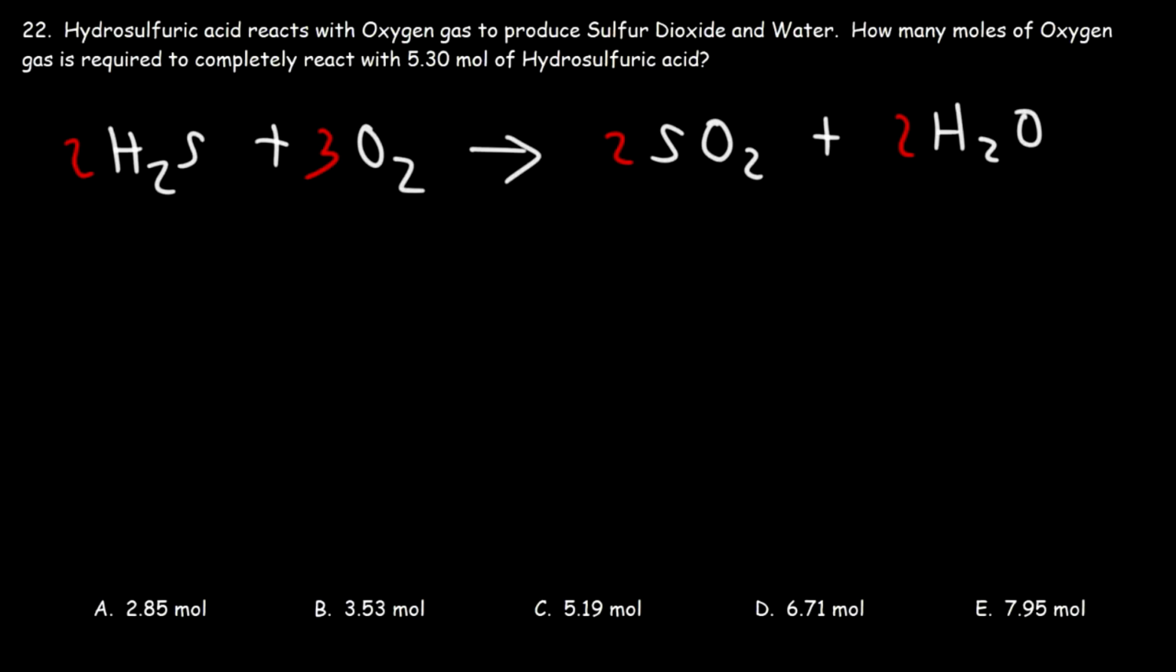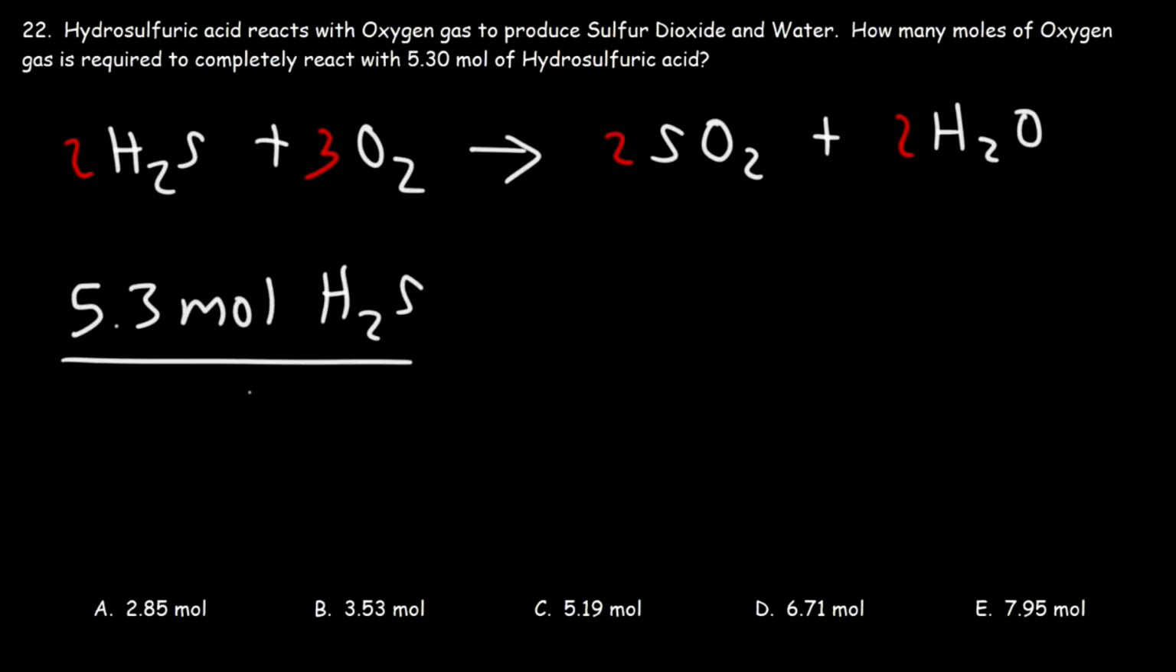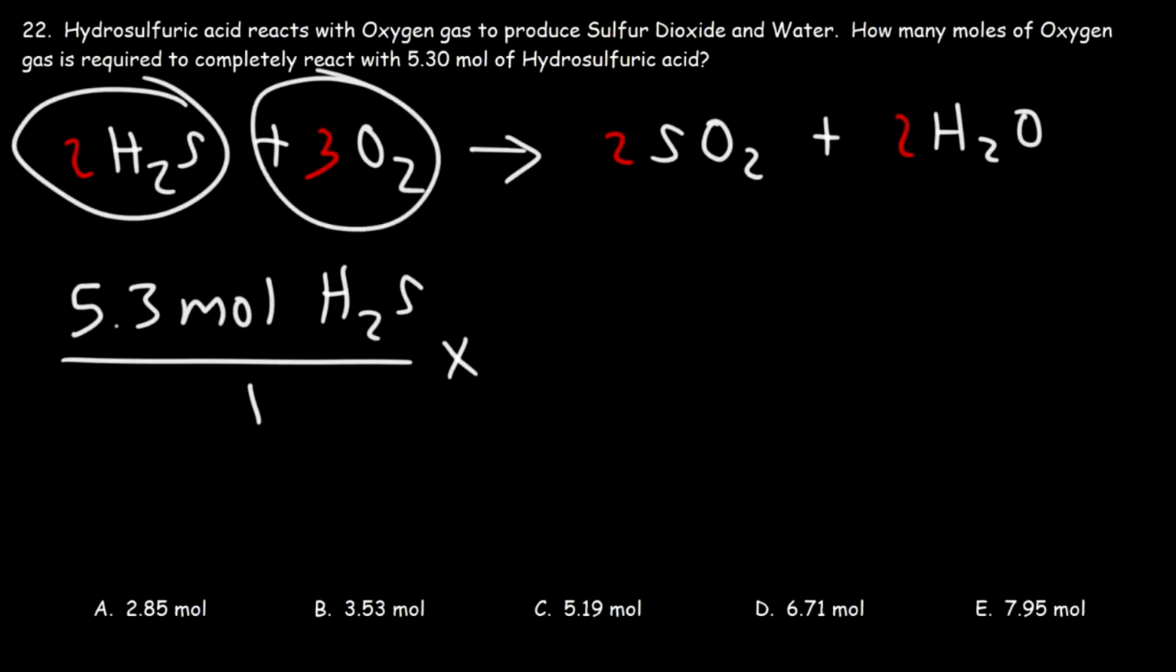So now we could focus on answering the question: how many moles of oxygen gas is required to completely react with 5.3 moles of hydrosulfuric acid? So what we need to do is start with what we're given, 5.3 moles of H2S, and simply convert it to the moles of O2. Now, we need to use the molar ratio in the balanced chemical equation. And we can see it here. It's based on the coefficients 2 and 3. So what this tells us is that for every 2 moles of H2S that reacts, 3 moles of O2 reacts with it.